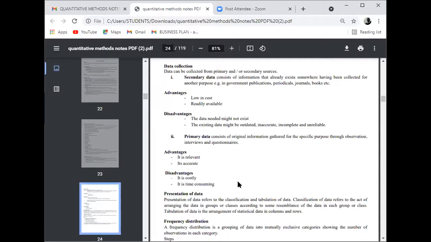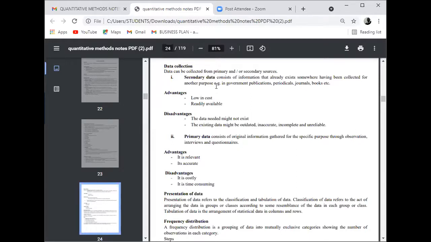The disadvantage is that it is costly, especially when the respondents are scattered. When they are scattered and you have to travel to get them, it might be very costly. Also, when the questionnaires need to be printed in large numbers, again, it's going to be very costly. It is equally time consuming because you need to do it yourself and you move along to get that particular data.